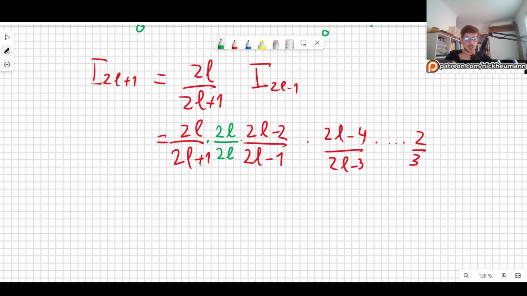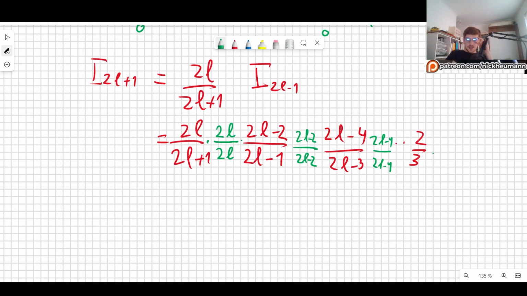But now we have 2L plus 1 times 2L times 2L minus 1. And then we do it again here. We multiply by 2L minus 2 divided by 2L minus 2. So now we have 2L, 2L minus 1, 2L minus 2, 2L minus 3. And then we do it again here, every single time. 2L minus 4 divided by 2L minus 4. And we just continue going all the way.